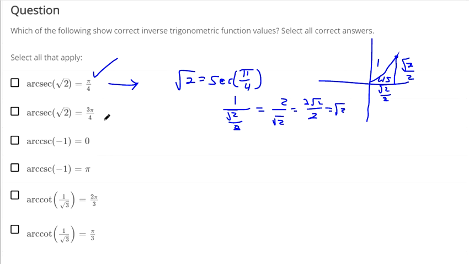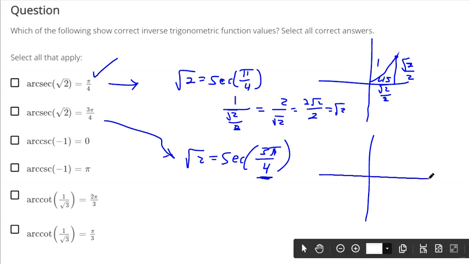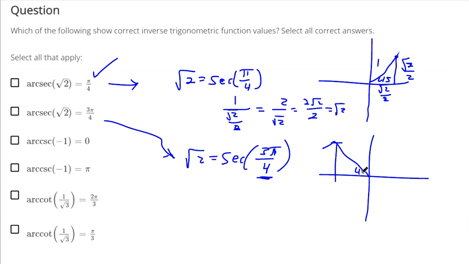So you could do that with all these. Do arc secant square root of 2. So this rewritten would be square root of 2 equals secant 3 pi over 4. And then use what you've learned about right angle trig to evaluate this one. Just remember 3 pi over 4, that's over here. It still has a reference angle of 45 degrees. But now just sine is positive here. So cosine would be negative here. So actually we can rule this one right out because it's supposed to be negative square root of 2.